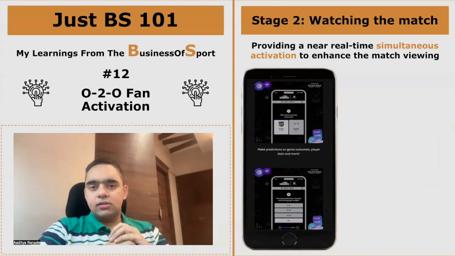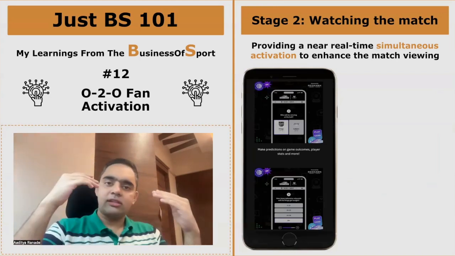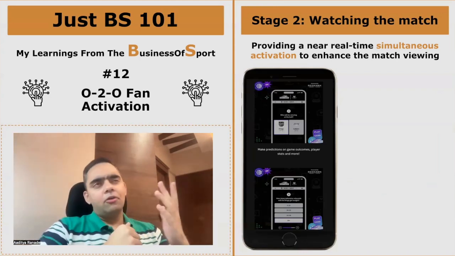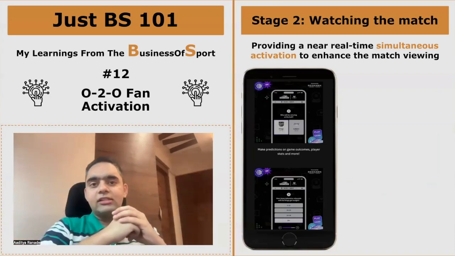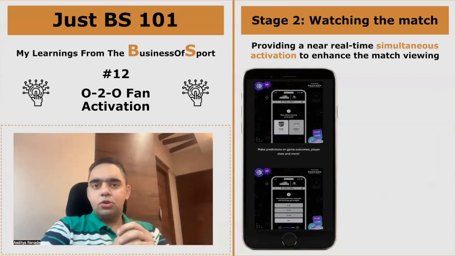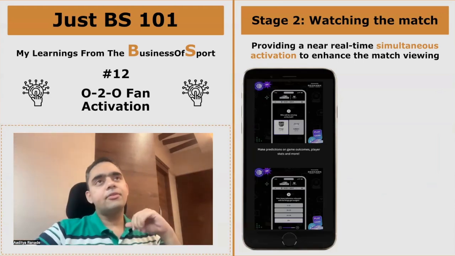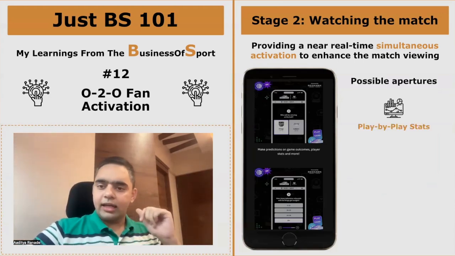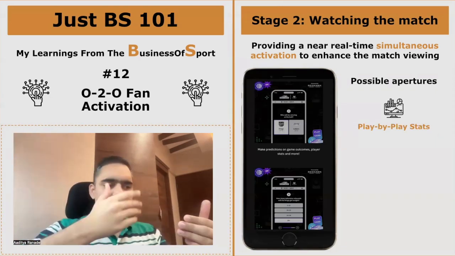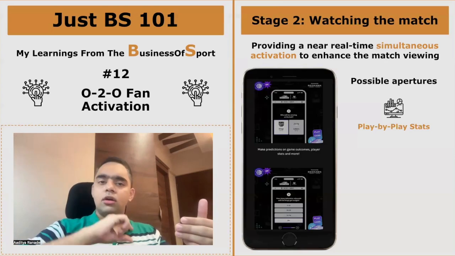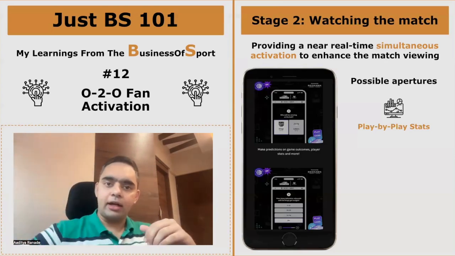How can digital assets like a mobile app provide a near real time simultaneous activation while the fans are actually engaged watching the game? We can't quite call it a second screen in this case, because the first screen here is what you're seeing live in the stadium, but it's very similar to a second screen experience in the context of a fan who's watching sports on live TV. What are some examples? Starting with play-by-play stats. As you're engaging with the live game, you can have a very detailed breakdown of what's happening, a very statistically sound commentary on how to appreciate this game better.